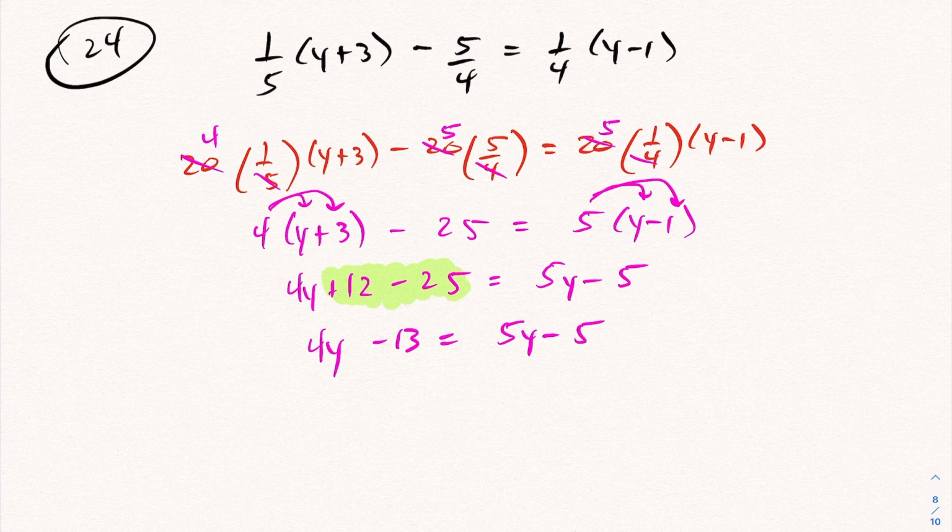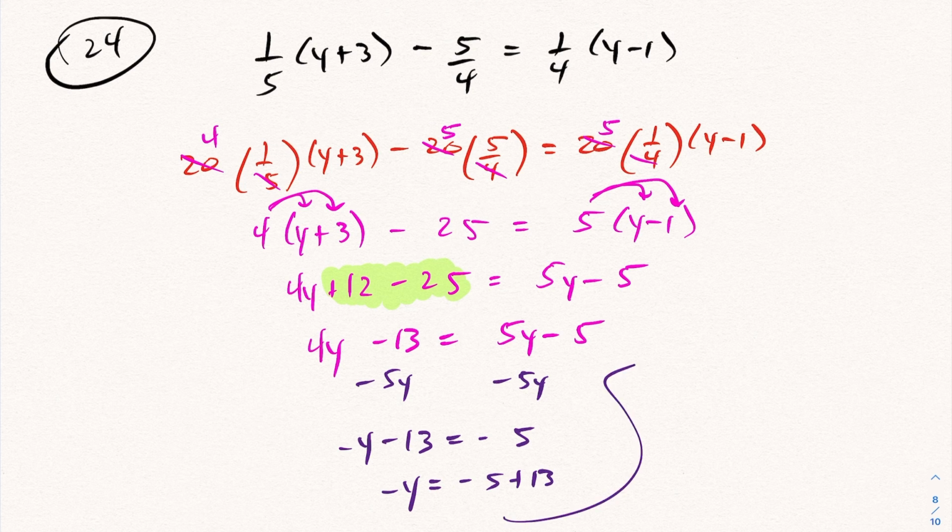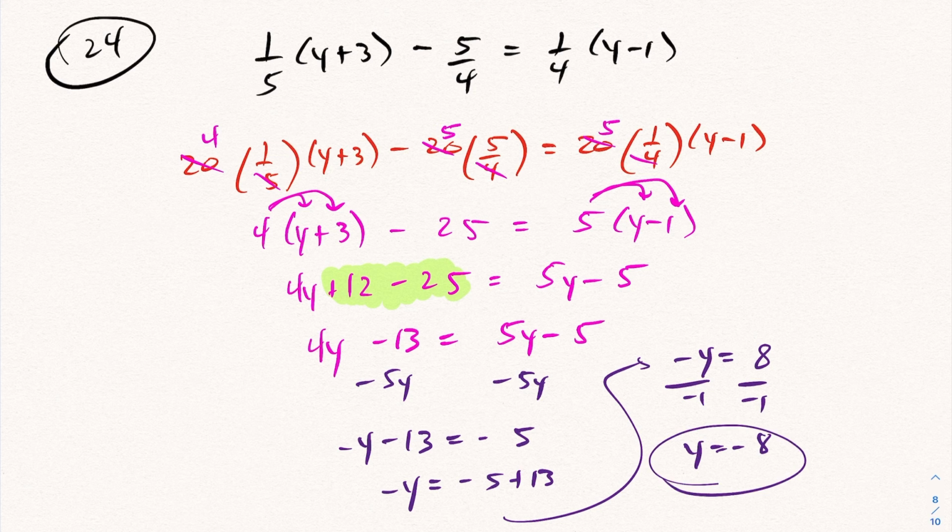And now you're back to a much simpler question. I want to go ahead and solve this. So I'm going to subtract 5y on both sides. And you get minus y minus 13 is -5. Negative y is -13 plus -5 plus 13. And I get -y is 8. Divide across by -1. You get y is -8.